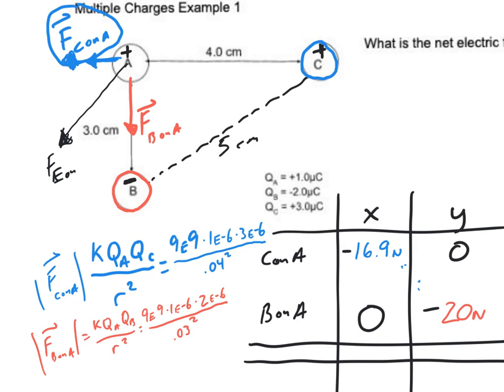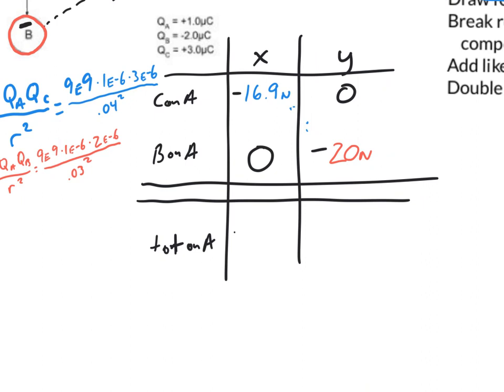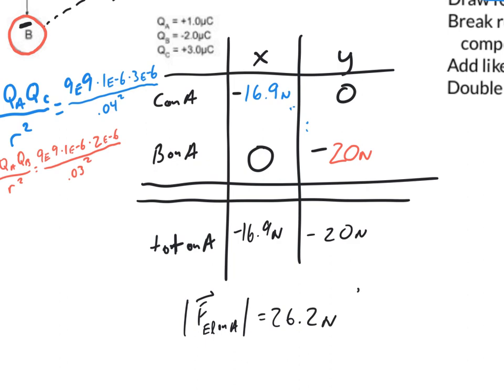Electric force on A will be negative 16.9 newtons left, and it will be 20 newtons down, which gives me 16.9 squared plus 20 squared, all square rooted. The magnitude of the electric force on A is going to be equal to 26.2 newtons.